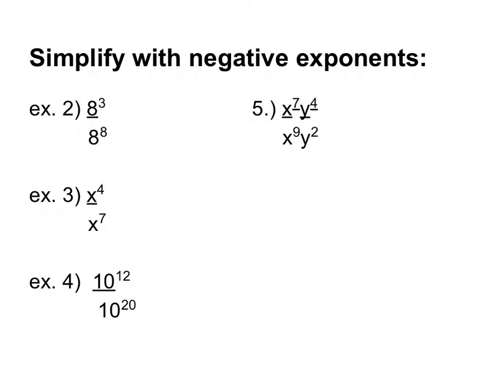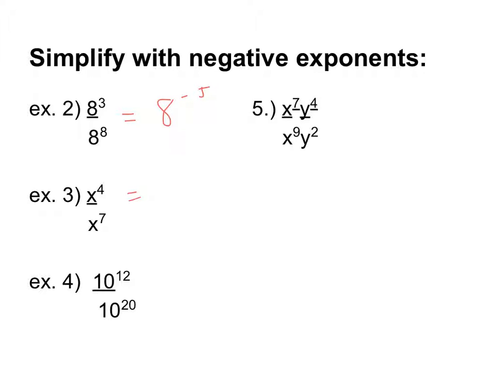So let's try simplifying some of these and using negative exponents. We're going to take them out of fraction form using negative exponents. So we have 8 to the third over 8 to the eighth. We're going to subtract those exponents in order. Think about what that's going to give you. You should have 8 to the negative fifth power.